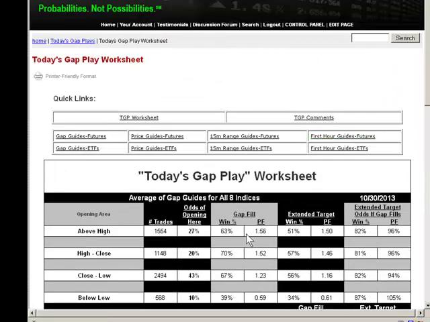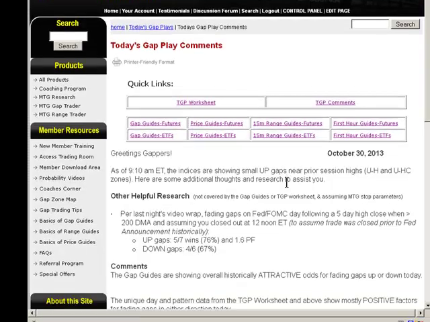In fact, these numbers are so good, I don't really need to look at the individual guides. I did, and I think it was 5 of the 8 or 6 of the 8 met my criteria for fading. The others were neutral. So nothing to worry about there, nothing negative.